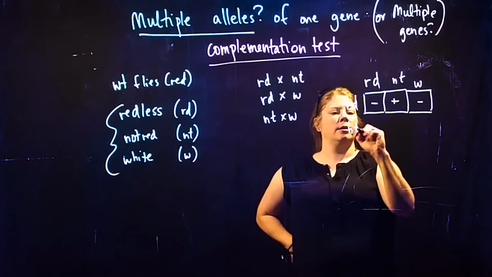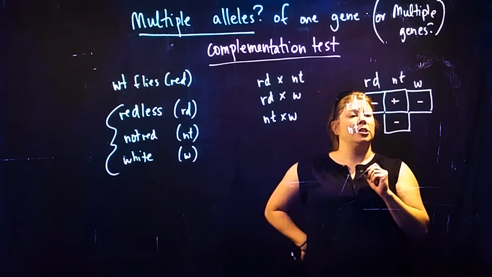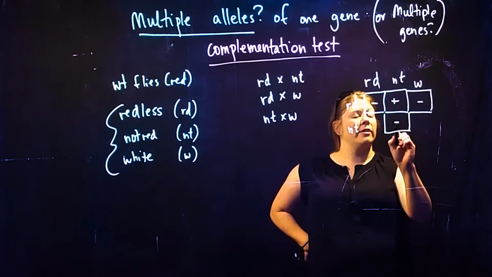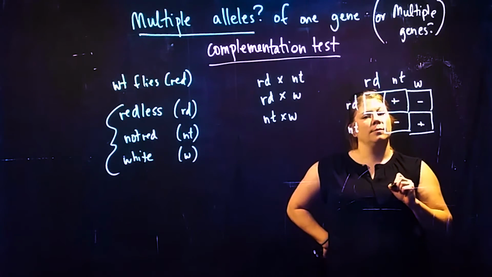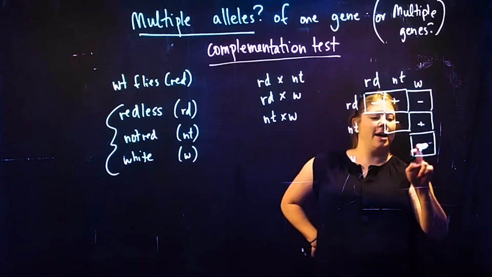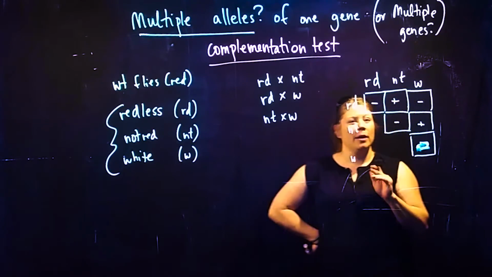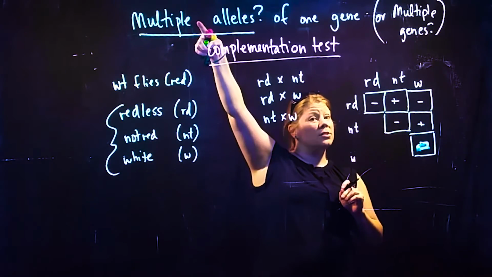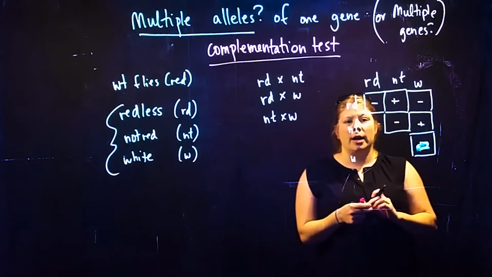Next, we're going to add in not red. So when we cross not red and not red together, we don't have complementation. That's a good conclusion because these should be the same exact gene, so they don't have complementation. And when we cross not red with white, we do have complementation. And then last but not least, when we cross white flies with white flies, we don't have complementation. So this is our data. And from this data, we want to figure out, do we have multiple alleles that affect red eye color, or do we have multiple genes that are affecting red eye color?